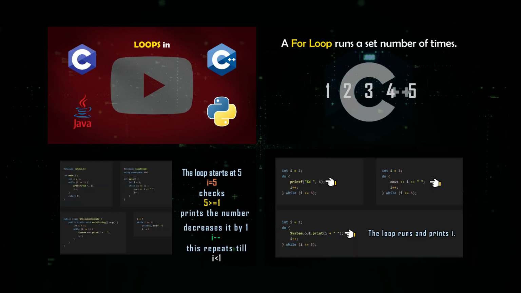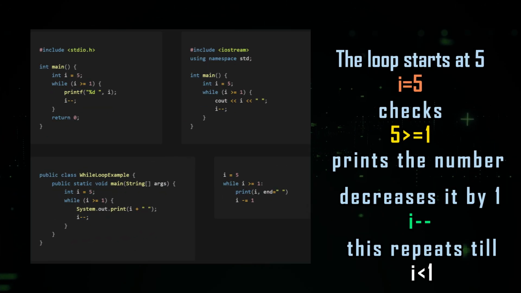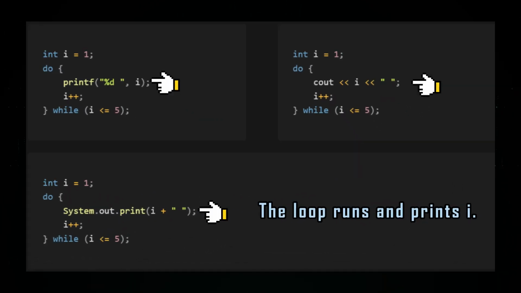To summarize, for loop, used when the number of repetitions is known. While loop, used when the number of repetitions is unknown. Do while loop, runs at least once before checking the condition.